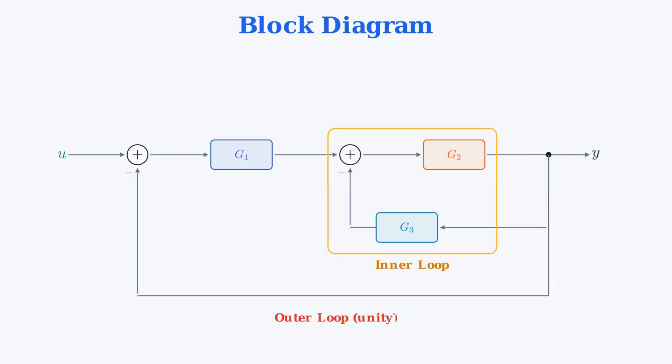Now the feedback paths. The inner loop takes y, passes it through g3, and feeds it back to the second summing junction with a minus sign. The outer loop takes y directly and feeds it back to the first summing junction, also with a minus sign. So we have two nested loops. Our task: find the equivalent transfer function g of s from u to y.